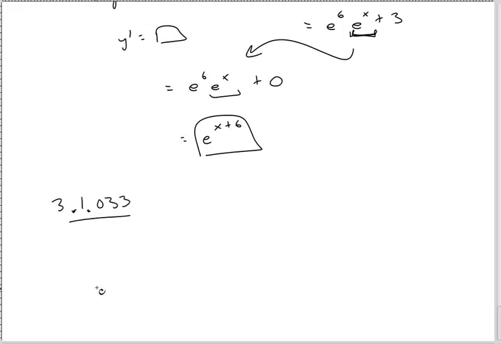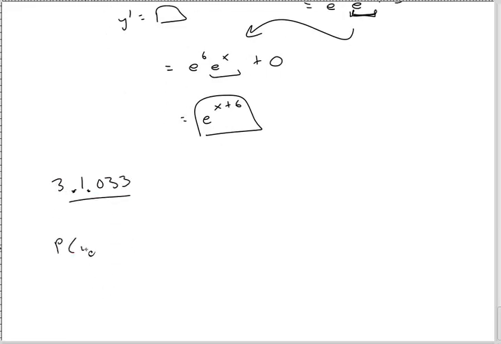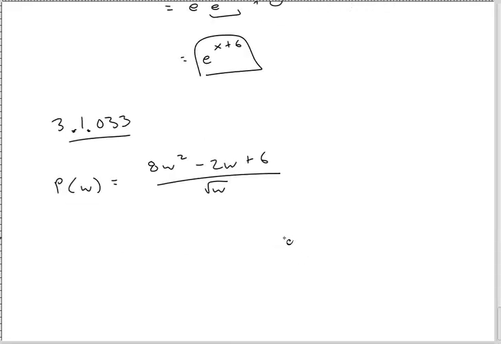3.1.033. I've got a big one. P of w is equal to 8w squared minus 2 times w plus 6 all over the square root of w. And they say, figure it out. Well, there is a way to do it as you see it, but personally, I wouldn't want to do that anyways. So I'm going to distribute my denominator.